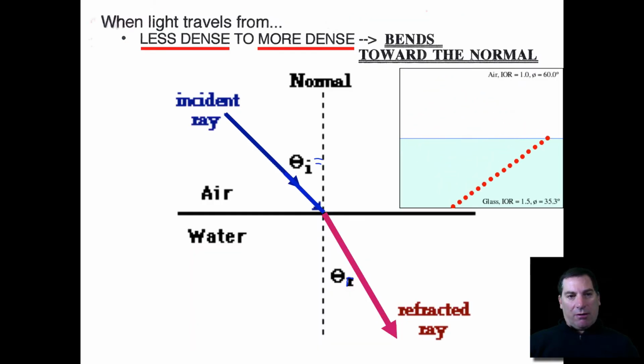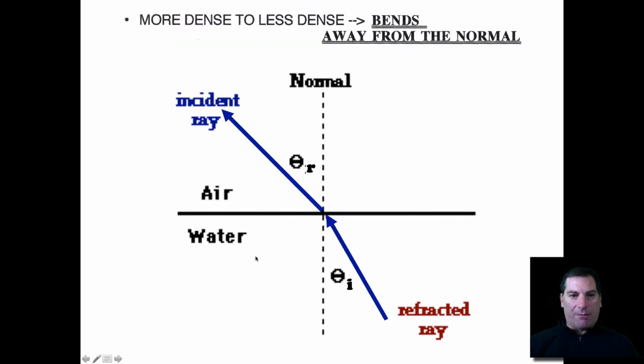So when it's bending, going from less dense to more dense, it bends towards the normal. So the angle of incidence is greater than the angle of refraction. And this is air and water, like my little picture experiment I showed you. When it goes from more dense to less dense, it bends away from the normal. And so this time we're coming from the water and into the air. Notice my arrows show the direction. So the angle of incidence here is less than the angle of refraction because we're going into something less dense, and therefore it speeds up as it moves into the less dense material.